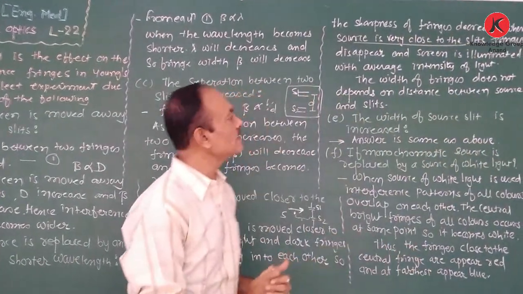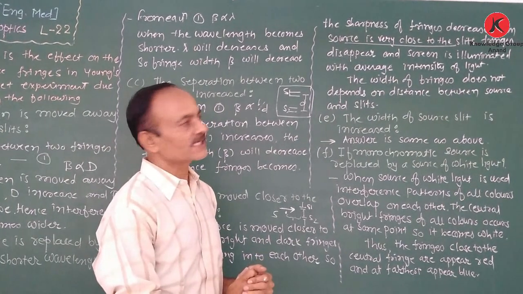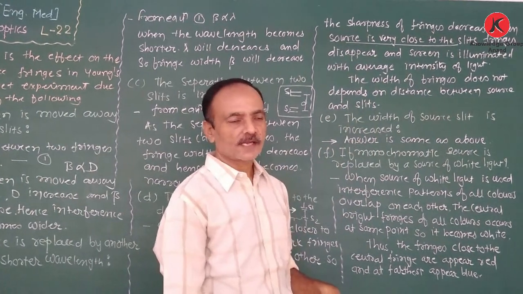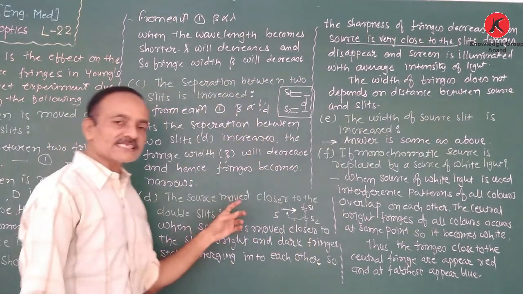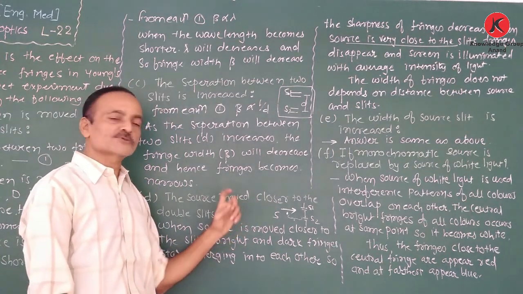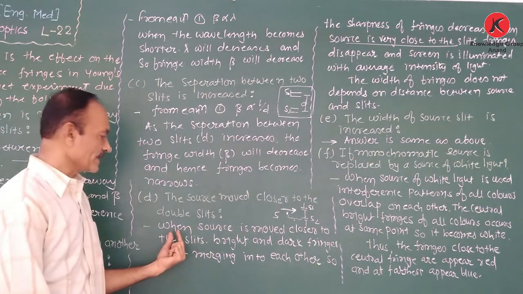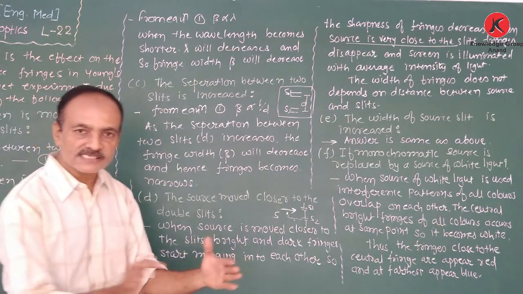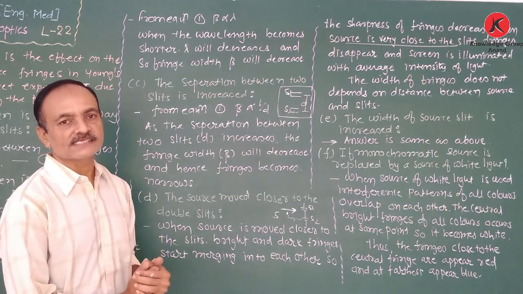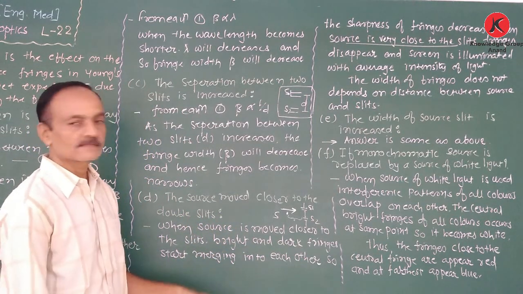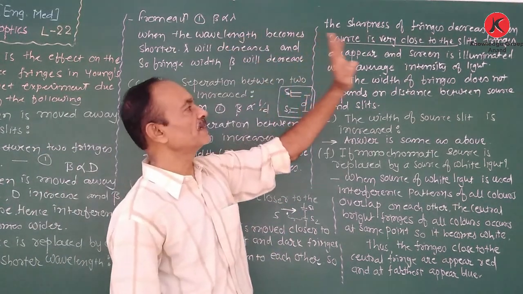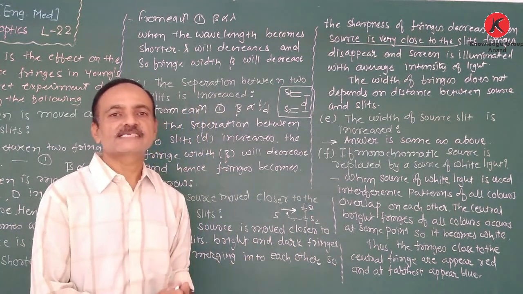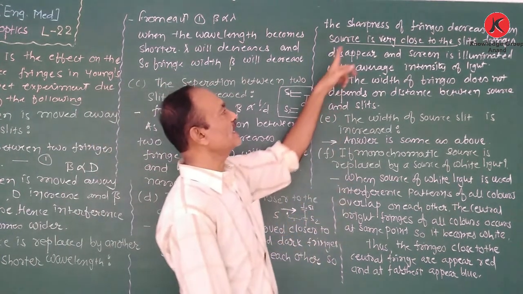So the fringes are disappearing on the screen, and the screen is illuminated with a uniform intensity of the light. Again, what happens here when the source is moved close to the double slit? The bright and dark fringes are merging into each other. That means they are overlapping each other, so the sharpness of the fringes decreases. We can't separate each slit. Therefore, the sharpness decreases.